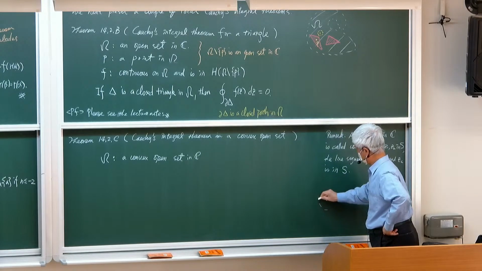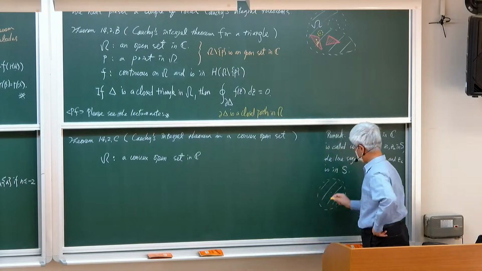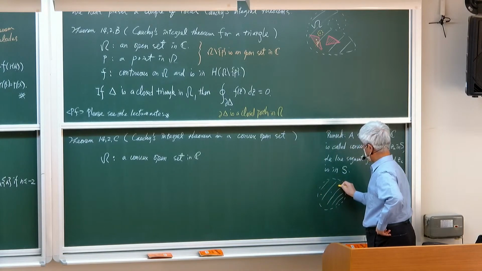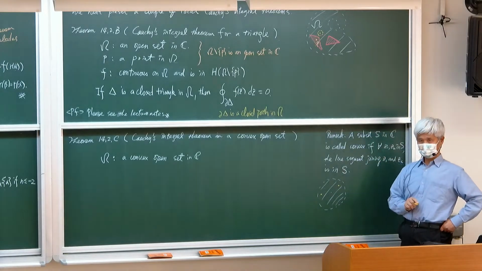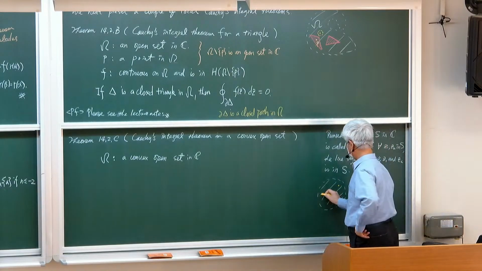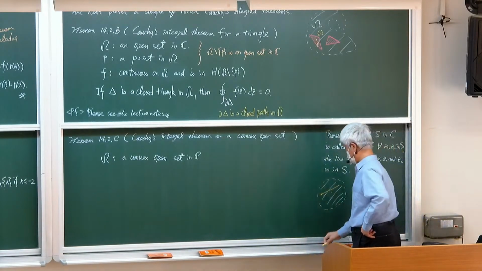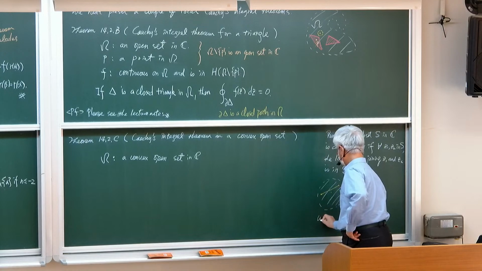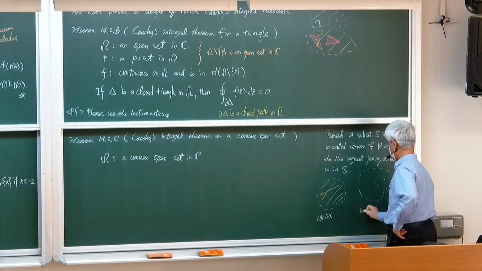Okay, so you see, for example, a disk is convex. The reason is that if we pick up a point here, and a point here, then the line segment joining them is still in S. So this set is convex. Now how about this? So this one is non-convex.